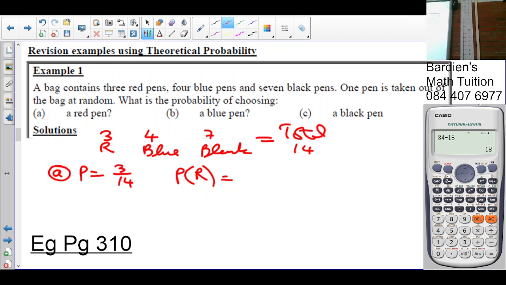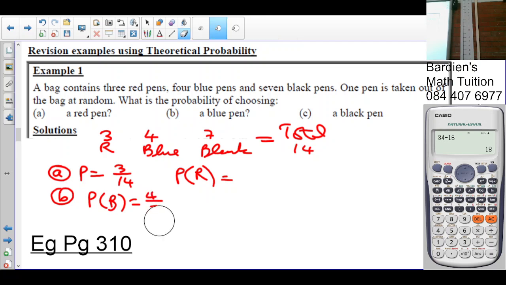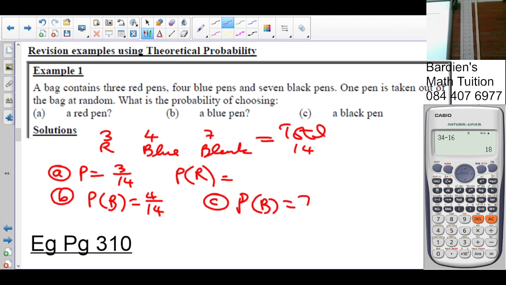Your probability of you drawing a red pen. Okay. Let's go to B, a blue pen. The probability of it being blue. How many blue pens are there? 4. So it's 4 out of 14. Okay. C, the probability of the pen being black. 7 out of 14, which is 1 out of 2. Okay, remember in probability we're always going to simplify. The red is 3 over 14 and the blue pen could be 2 over 7.